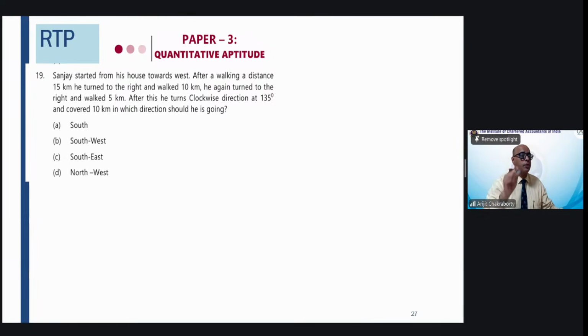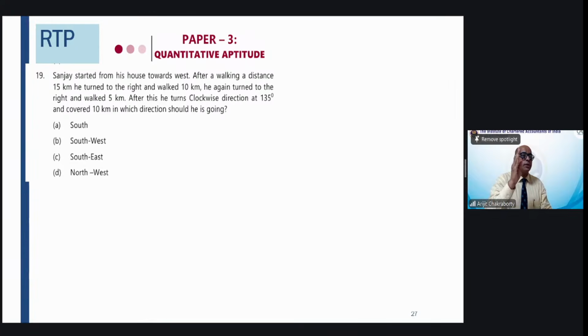Sanjay started from his house towards the west. So we are on slide number 27. And Sanjay is starting from his house towards the western side. So western side means going towards left. After walking a distance of 15 kilometers, he turns towards the right, west and then right. So you are now facing north and walks for 10 kilometers, 10 kilometer उत्तर दिशा.